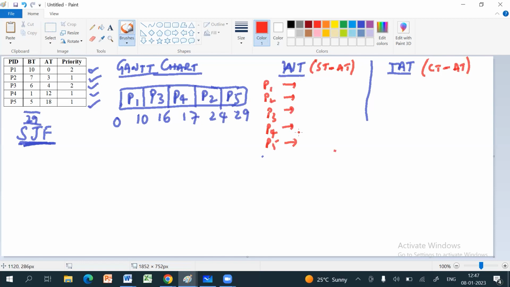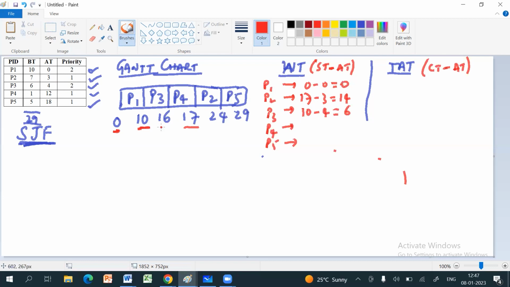So wait time for P1 is obviously the start time minus the arrival time. So 0 minus 0, that is 0. Similarly, P2. P2 started at 17 minus the arrival time of 3. Comes up to 14. And P3 has started at 10 as per the Gantt chart. Right. So 10 minus its corresponding arrival time is 4 as per the table given to you. Right. So that comes up to 6.